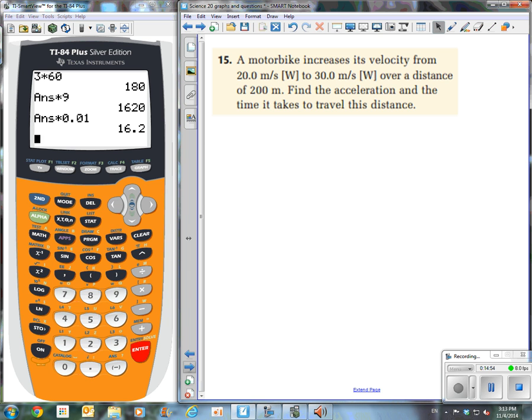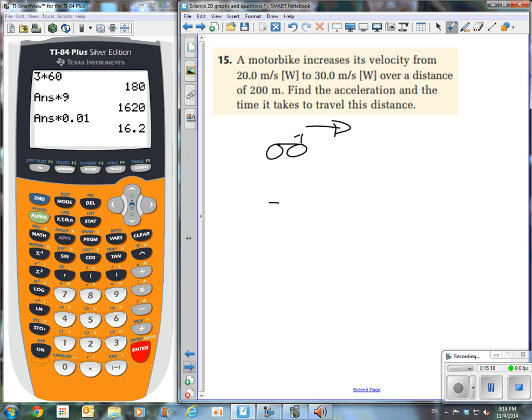All right. Question 15. A motorbike increases its velocity from 20 meters per second to 30 meters per second over a distance of 200 meters. Find the acceleration and the time that it takes to travel this distance. So, a few things here. We're talking about a motorbike traveling, and it's accelerating.